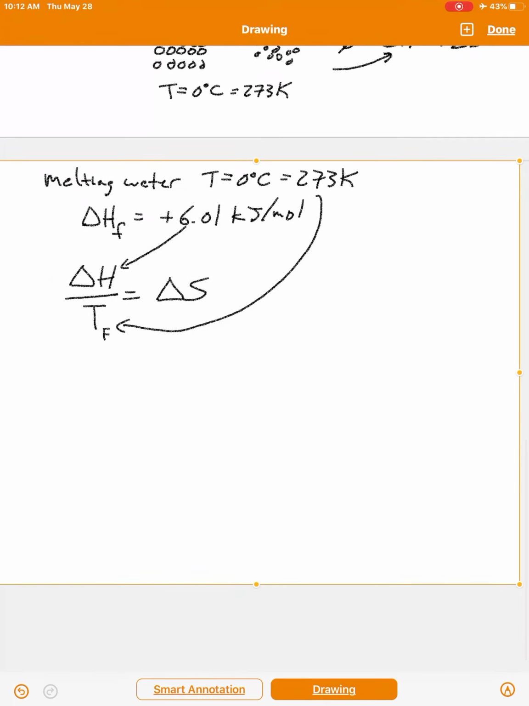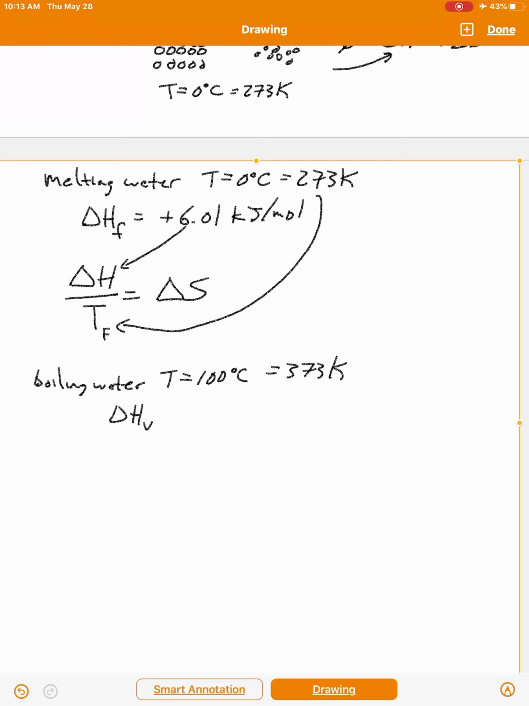Likewise, if you're talking about the vaporization of water, boiling water, that happens at 100 degrees C, under 1 atmosphere pressure in any case. So that's 373 Kelvin. Delta H of vaporization is called. By the way, these are standards, so let me put those standards in there. Delta H of vaporization is 44 kilojoules per mole.